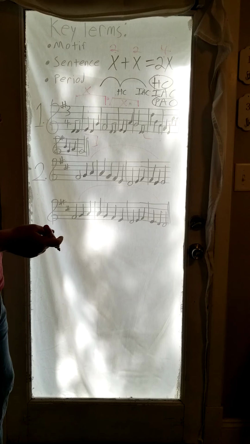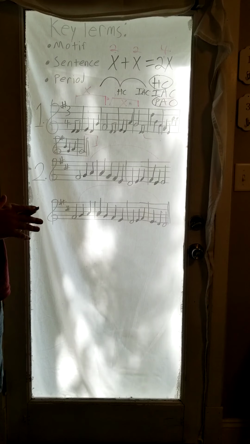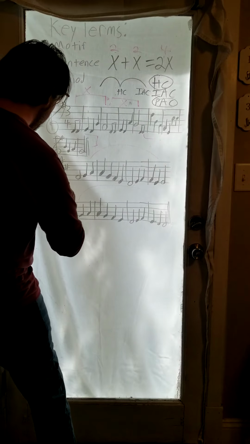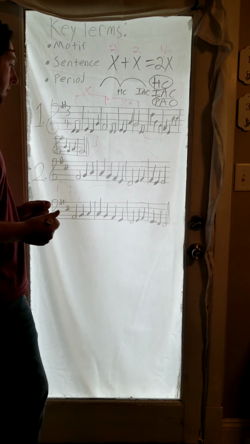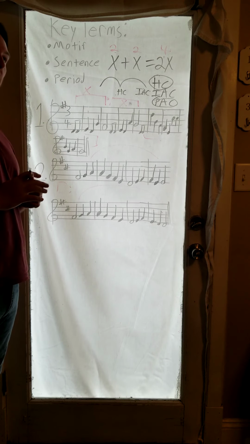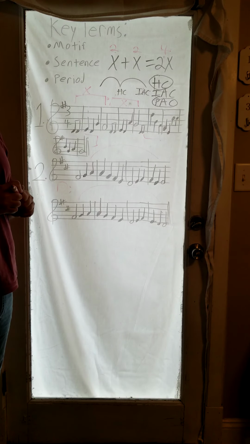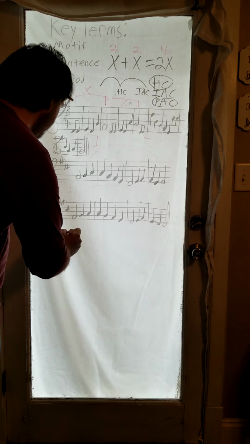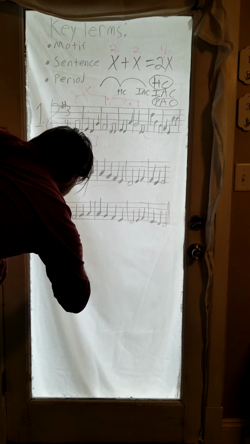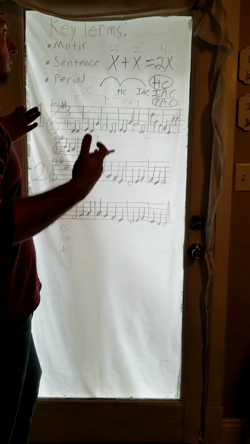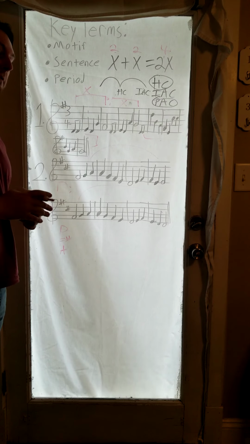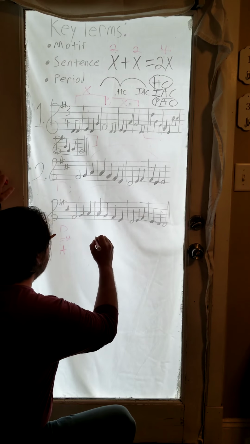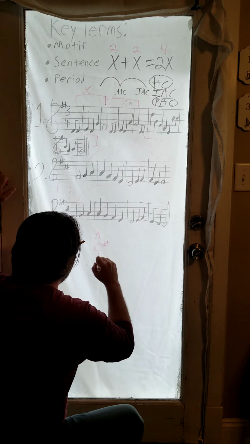So let's do a little bit of theory. What key is this in? D major. So it's in the key of D. For a perfect authentic, what chord is a perfect authentic in D major? D major chord. Spell the D major triad. D, F sharp, A. Good. What is a half cadence in the key of D major? A major. Can you spell it? A, C sharp, E.